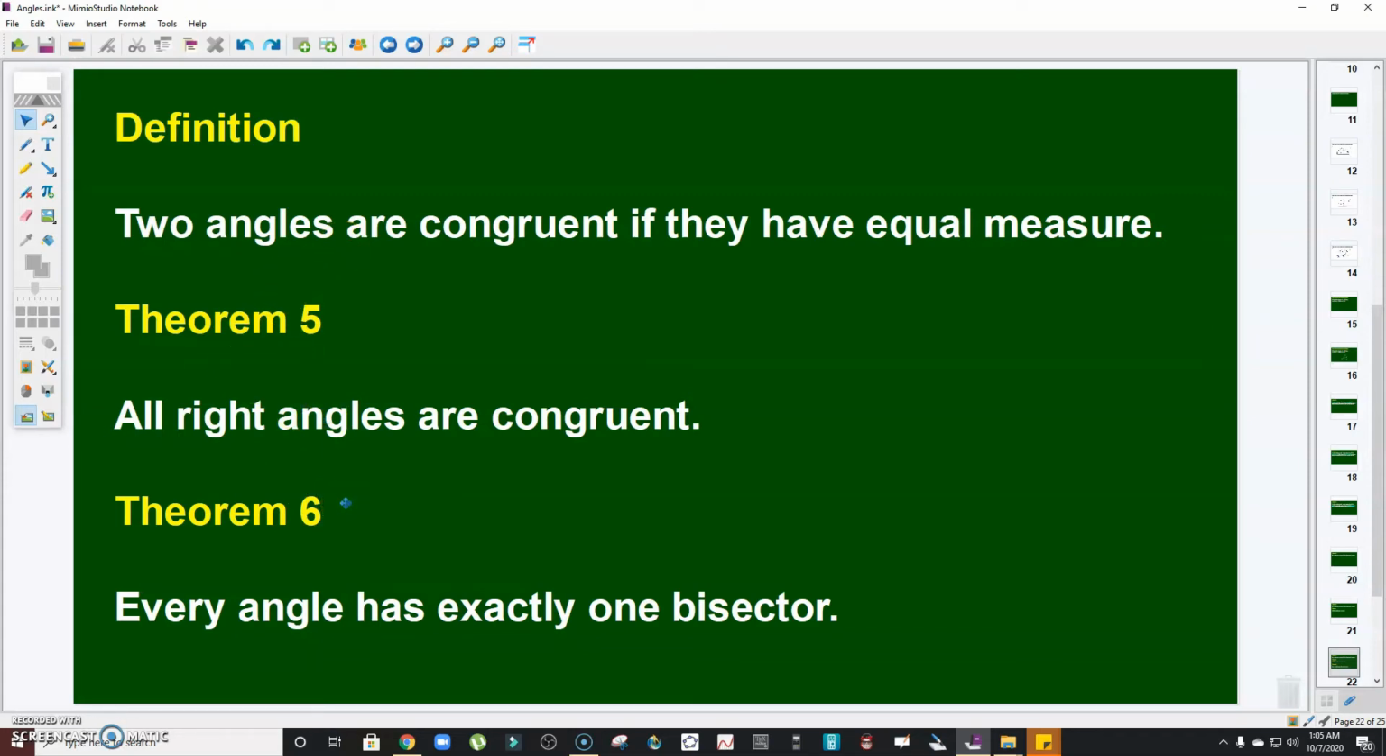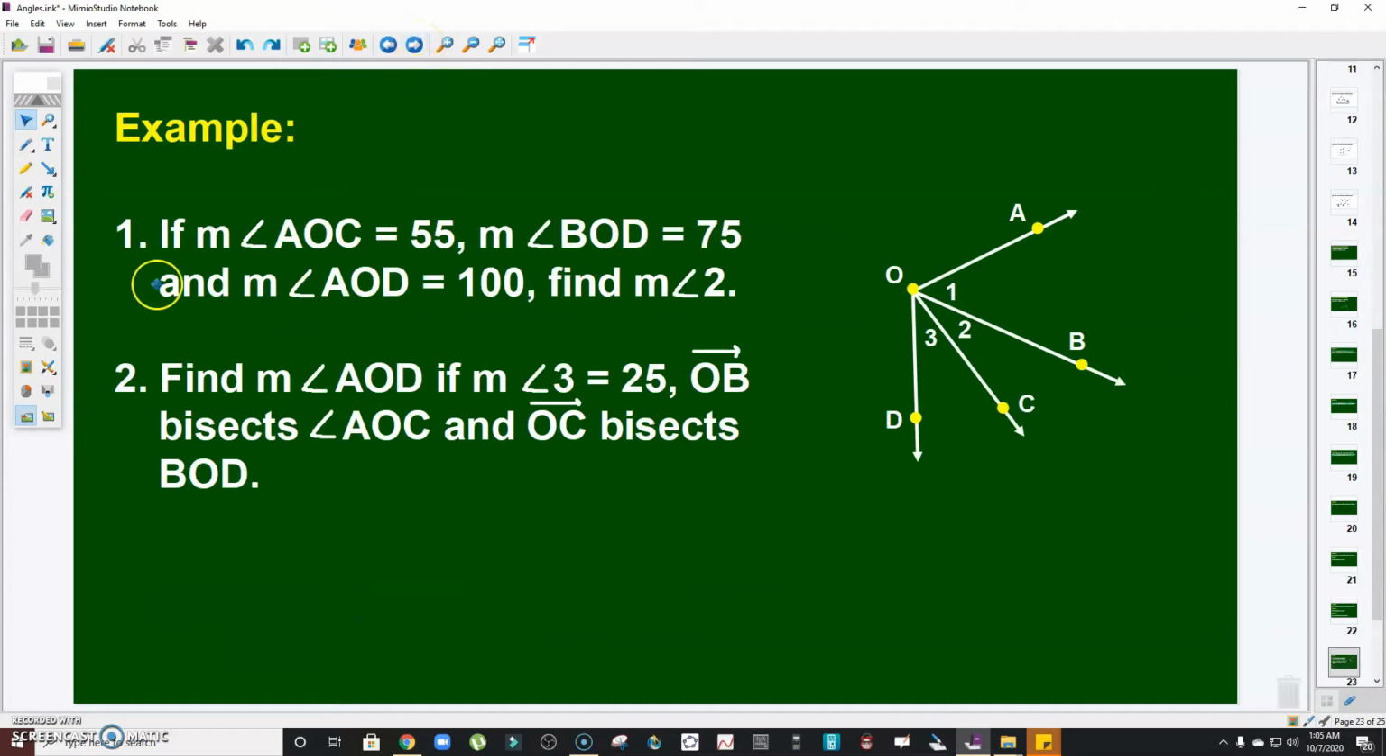Well, theorem number 6, every angle has exactly one bisector. Okay. So, let's have an example. So, using this figure, angle AOC is 55. Okay. So, AOC is 55. Angle BOD is 75. Angle AOD is 100. Itong buong to. Find angle 2.